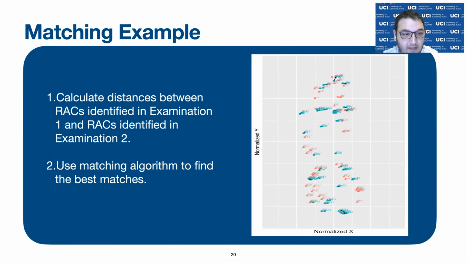So here's an example from our data set. Basically, we calculate the distance between the racks. If you notice, there's 2 different shapes in the plot. The circles are from the first examination. This is a repeated example. And then the triangles are from the second examination. And blue indicates which ones were matched, and pink indicates which ones were not matched.